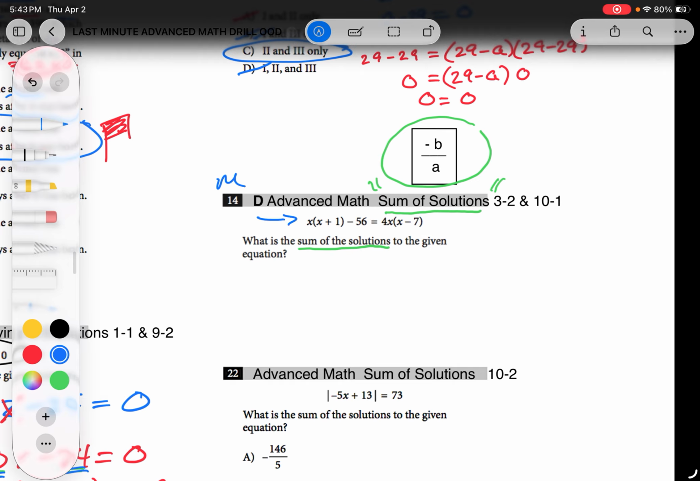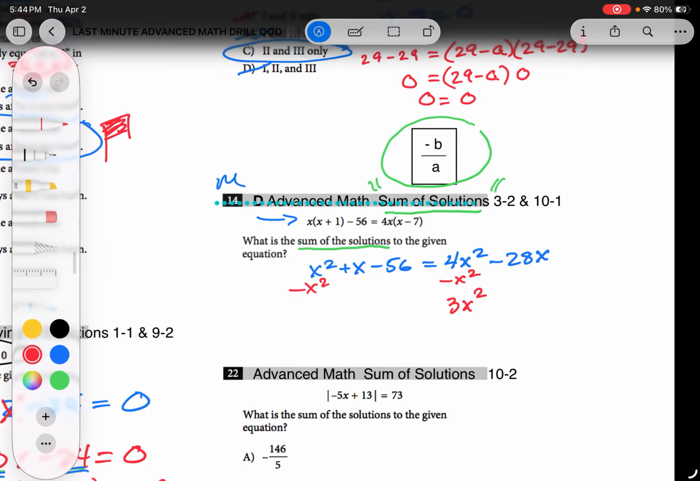Then I want to test your mechanics. Distribute all the way across. X times x is x squared. X times 1 is just x. And then we have a minus 56. Then it's going to equal 4x times x is 4x squared. I'm just doing it carefully. And 4x times a negative 7 is a negative 28x. All right, let's combine like terms. I want to keep my x squared positive, so I'm going to subtract x squared from both sides, right? When I do that, I keep my x squared positive, so it's going to be 3x squared.